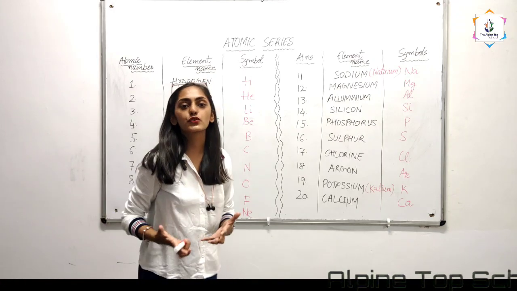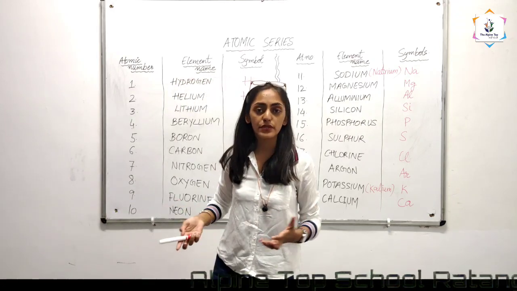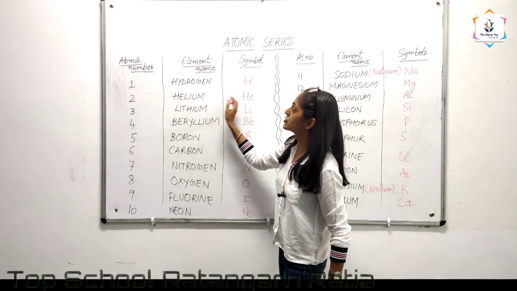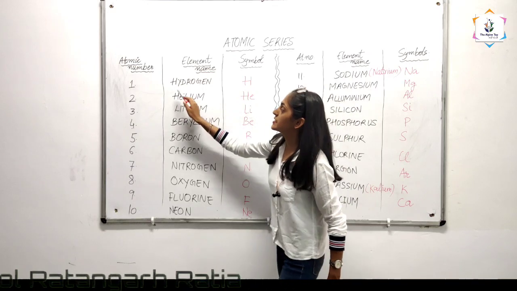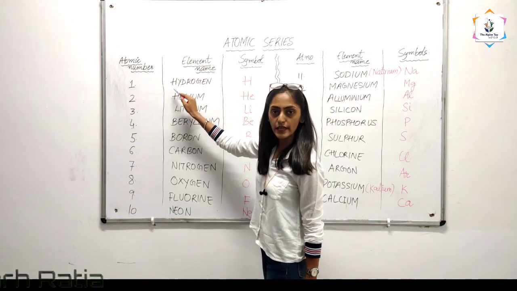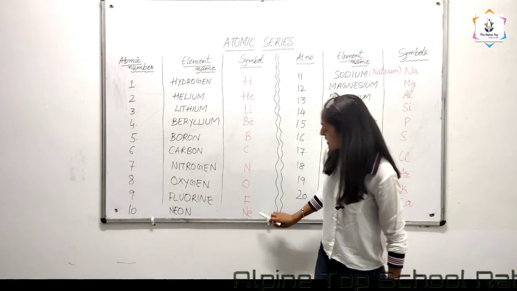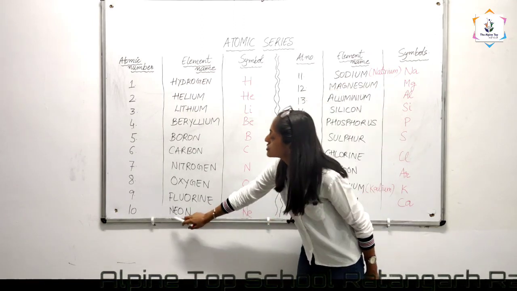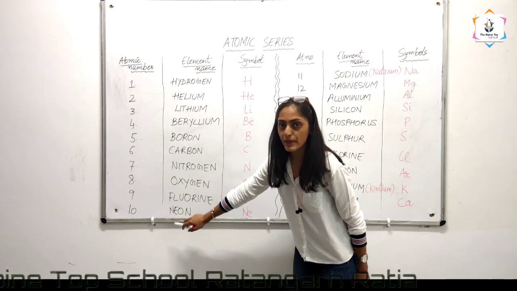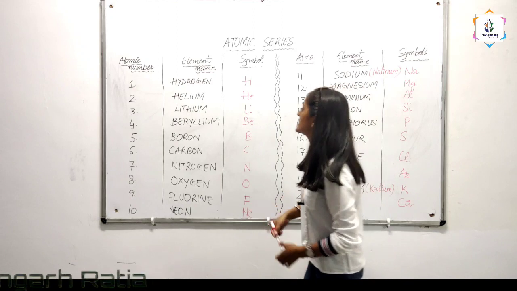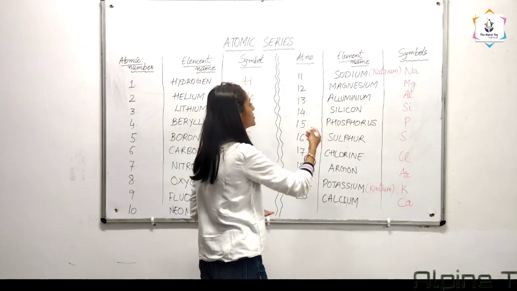How are we supposed to write the symbols for these elements? For example, in hydrogen, H is the symbol. It is the first letter of the element. But in some cases, for example neon, it is Ne. It is the first 2 letters of the element name. So it is a little bit different from element to element.